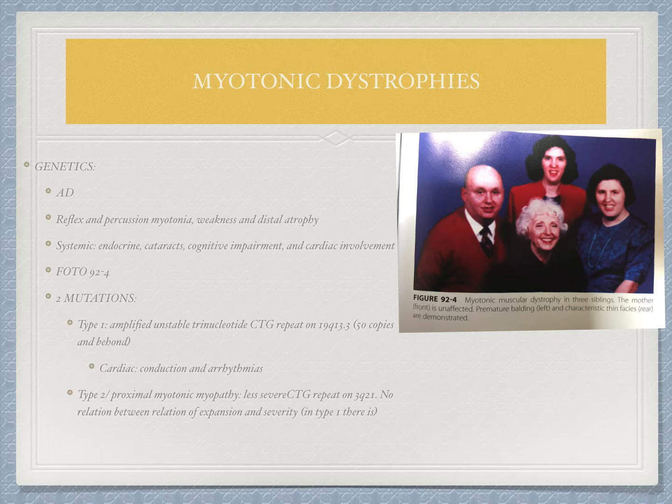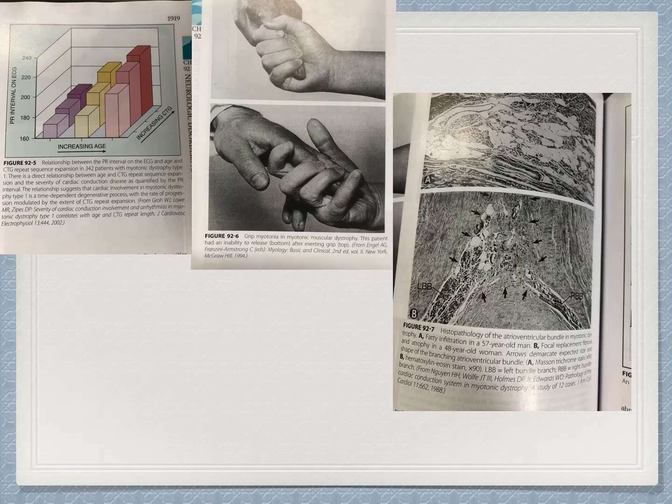There are two types, type 1 and 2. Type 1 myotonic dystrophy has trinucleotide repeat expansions. It's CTG, the codon that is repeating itself. Type 1 is the most frequent, and it's worse than type 2. If you see on the left, in type 1, the more repeats you have, the worse for the patient. In type 2, the number of repeats is not associated with severity.